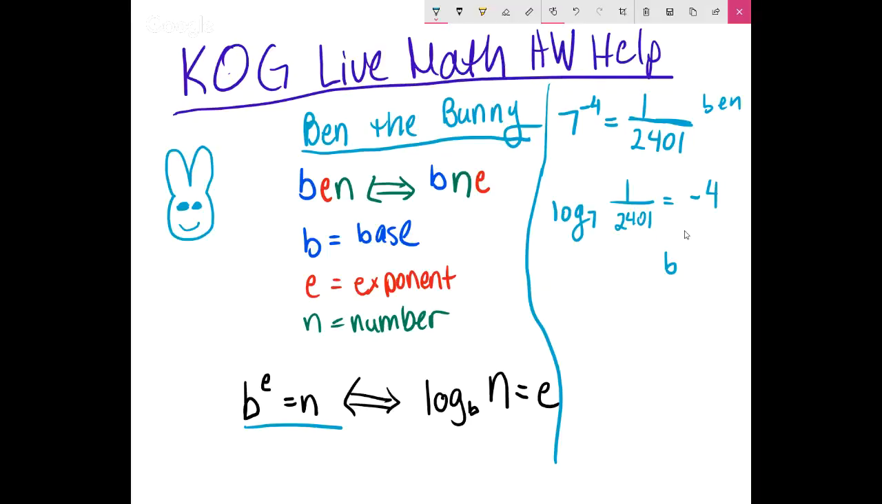Exactly how it's written, whatever number relates to that variable or that letter, you're going to write it in the bunny form in the logarithmic equation.